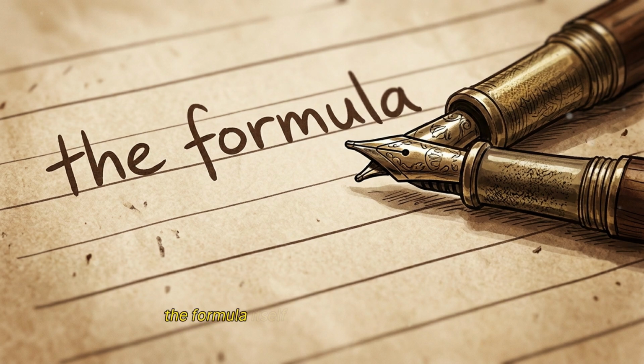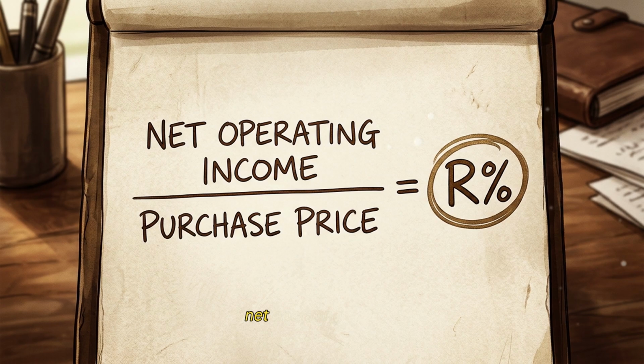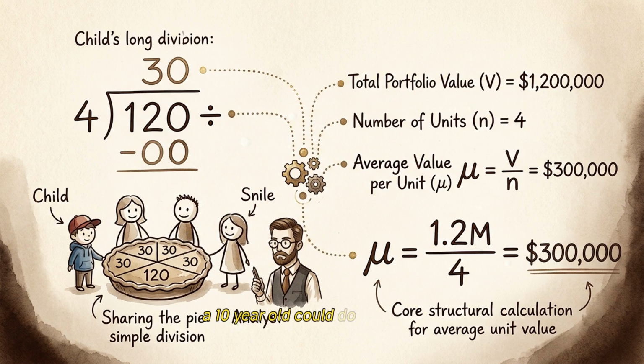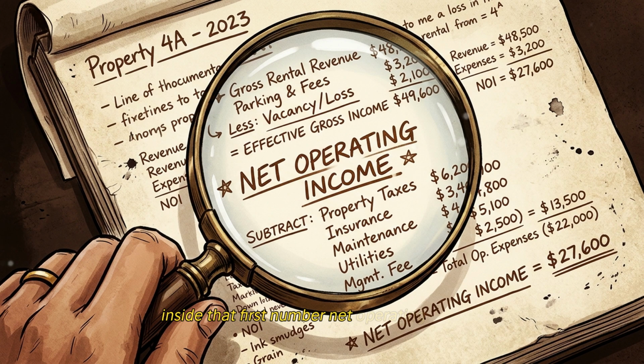The formula itself is almost insultingly simple. Net operating income divided by purchase price equals cap rate. That's it. 2 numbers, 1 division problem. The entire discipline of cap rate analysis isn't about the math. A 10-year-old could do the division. It's about knowing exactly what belongs inside that first number, net operating income, and what doesn't.